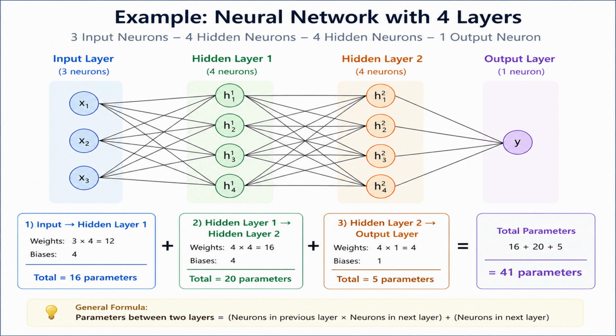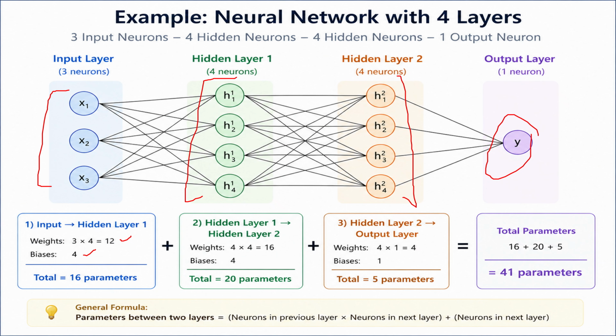So here you see 3 neurons on the input layer, 4 on the first hidden layer, another 4 on the second hidden layer, and this remains 1. Now, 3 neurons will form a total of 12 connections to 4 neurons. So 3 into 4 is equal to 12. Then you have bias for layer 1: 4 neurons means 4 biases.